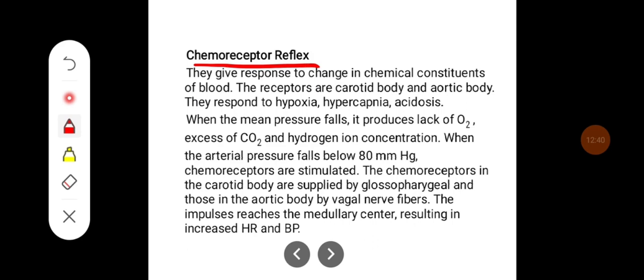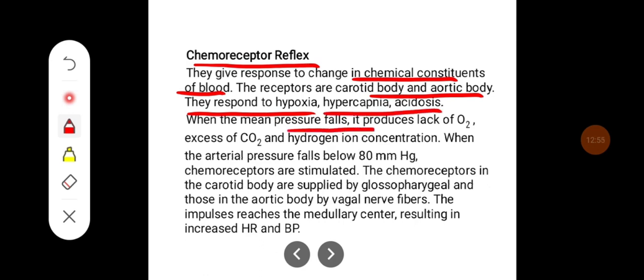Chemoreceptor reflex. They give response to change in chemical constituents of blood. The receptors are carotid body and aortic body. They respond to hypoxia, hypercapnia, and acidosis. When the mean pressure falls, it produces lack of oxygen, excess of carbon dioxide, and hydrogen ion concentration.